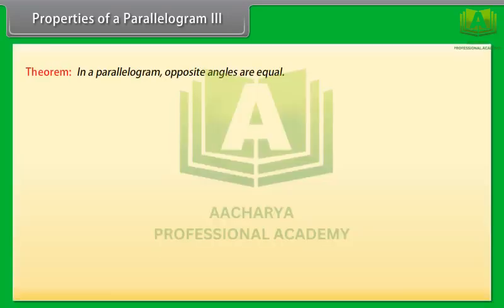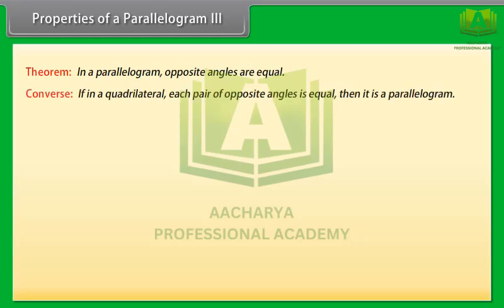Another property of a parallelogram says that in a parallelogram, opposite angles are equal. The converse of this theorem says that if in a quadrilateral each pair of opposite angles is equal, then it's a parallelogram. Now let us find one more property.